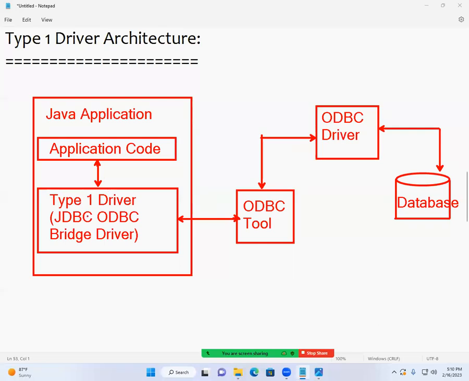So where is the type 1 driver? In the Java program. Where is the ODBC driver? In the ODBC tool. Database we cannot see. Got it? So our Java program will connect to the dialog box, the ODBC tool that came, no? That one will connect to a database. This is the type 1 driver architecture.